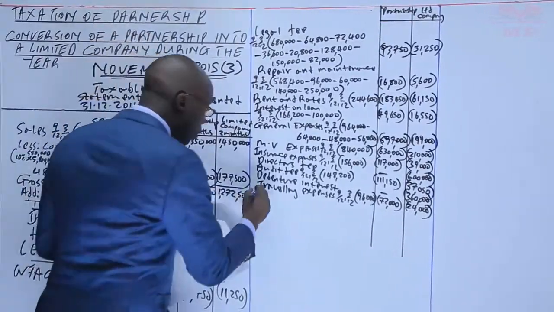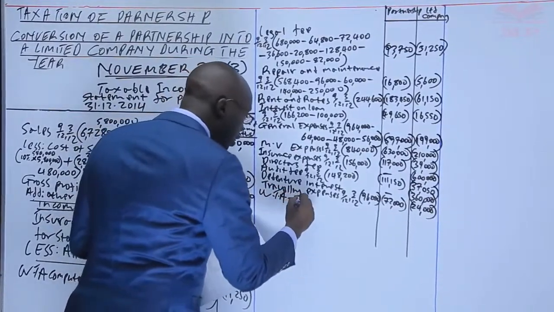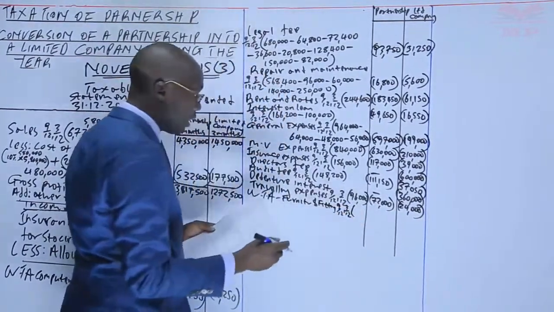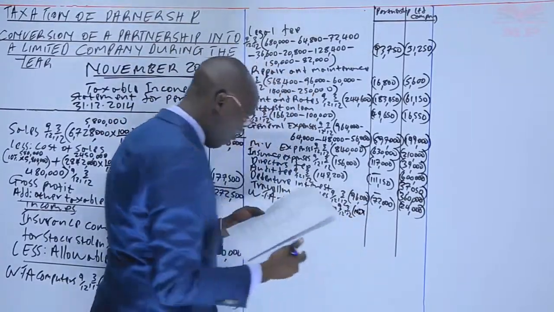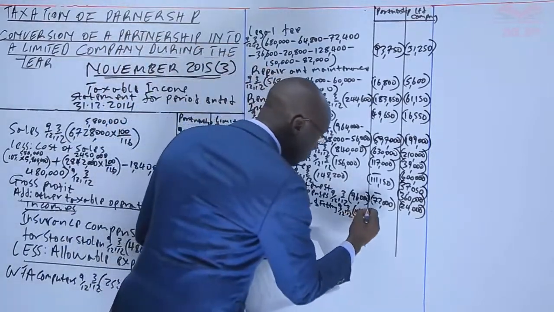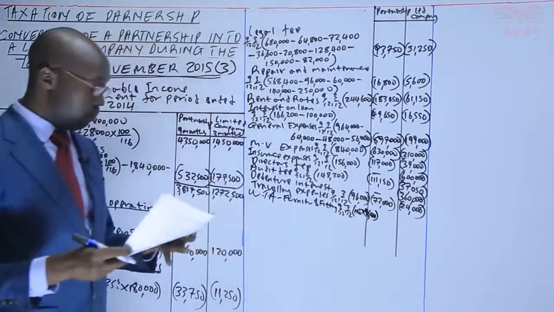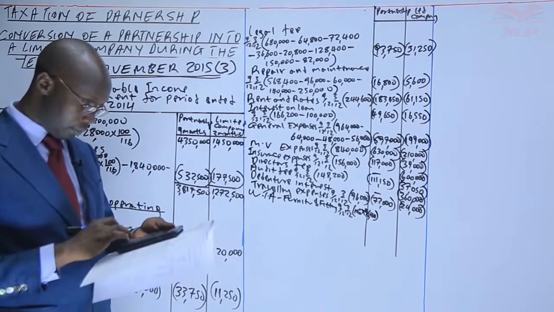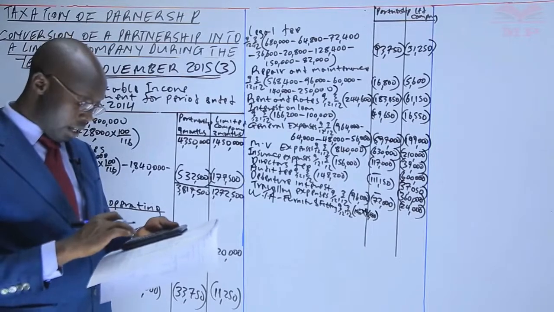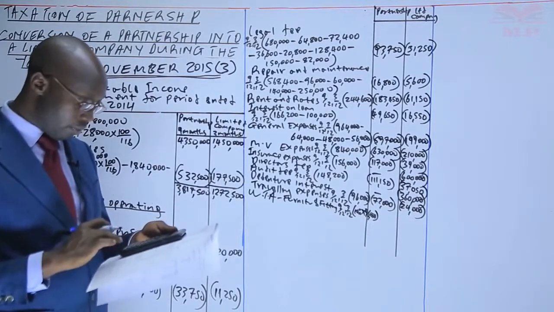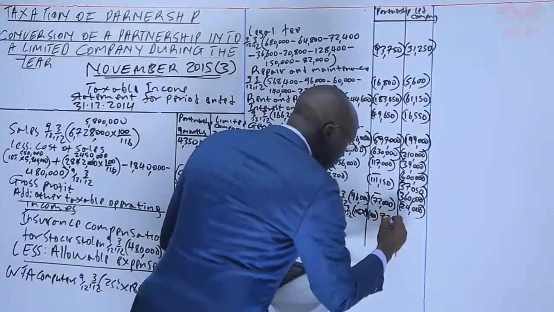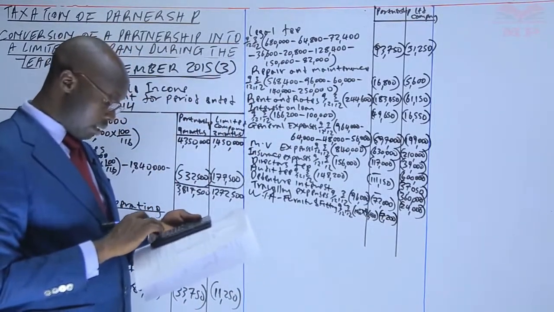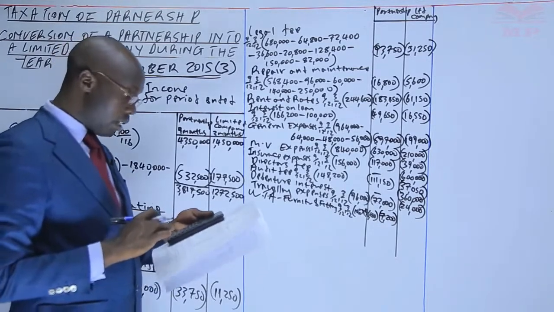So we claim wear and tear for furniture and fitting, which is supposed to be 9 over 12, 3 over 12 of 10% of the furniture cost, 96,000. So we take 10% of 96,000. That gives us 9,600. Then we multiply by 9, divide by 12, 7,200. And then we do the same. 3 divided by 12 times 9,600 gives us 2,400.